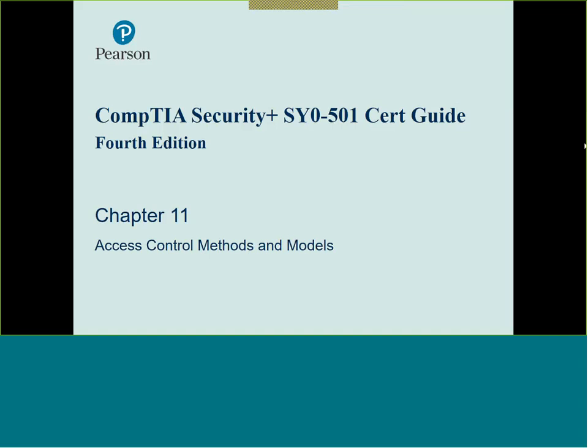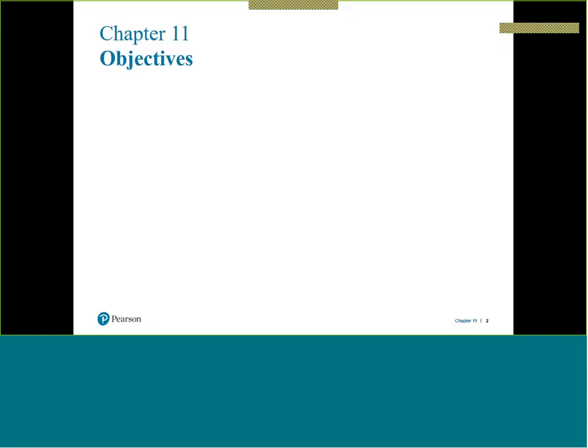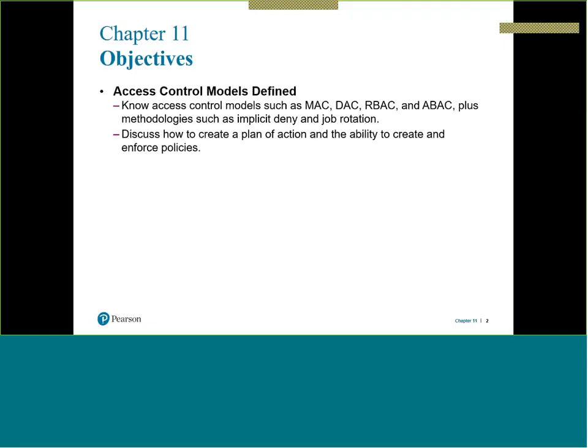All right, so Chapter 11 is about access control methods. And what we're going to do is talk about the different access control models. And there are a lot of them, and we'll talk about each one. And we'll talk about some topics that are going to make sense to y'all, even if it's something you haven't thought about as a security control, like an implicit deny, or, one of my favorites that not very many places do, job rotation and mandatory vacations.